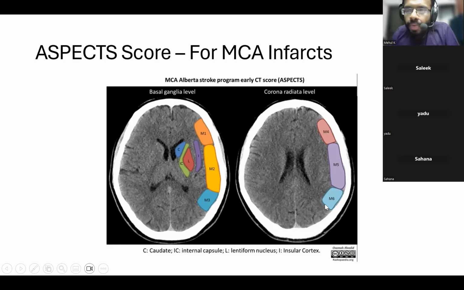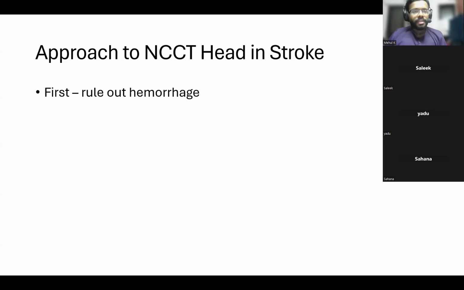So how do you calculate an ASPECT score? Maximum score is 10. If one area is involved, you minus 1 from 10, so you get 9. If 3 areas are involved, you minus 3 from 10, you get 7. I hope this is clear. So this is useful where? For MCA infarct. ASPECT score is used for what? MCA infarct. We'll discuss the utility of the ASPECT score in a little bit because this has some implication for management. That is why I'm mentioning it here.